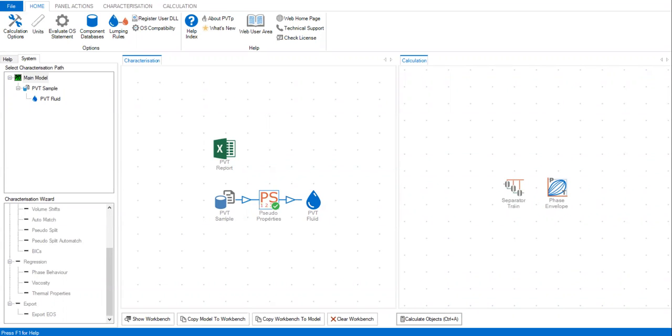So we will continue our learning on PVTP software, a very powerful software for fluid modeling, compositional fluid modeling. All right, in previous videos, we have completed the pseudo properties section. And now we are almost ready to perform regression, where we hope that we can improve the match for almost all the data that we have in the laboratory data.